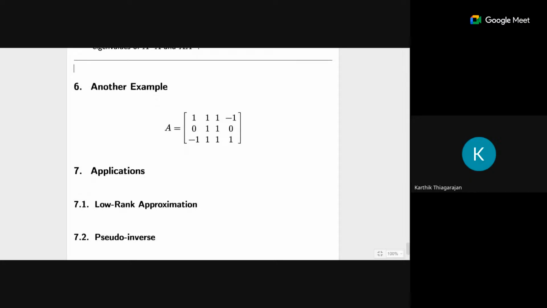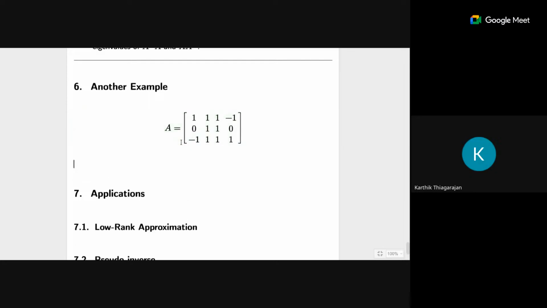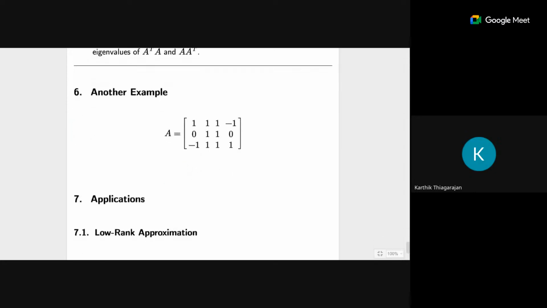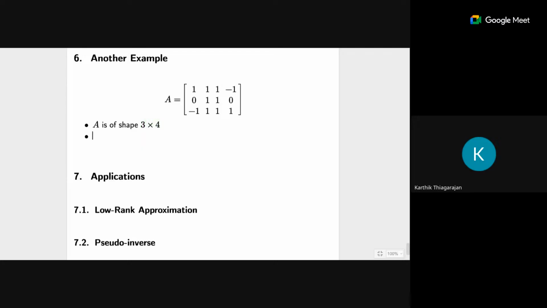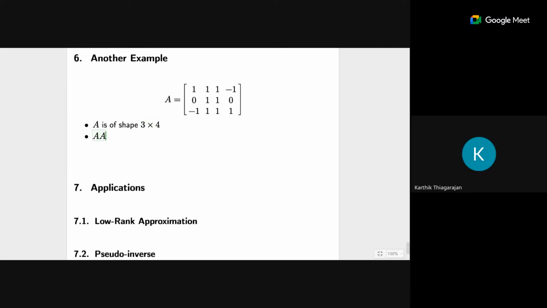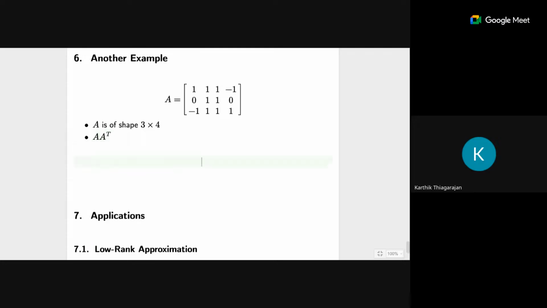Why did I add this example? Let me see. Sir, because this is the only example which is not a square matrix. Yeah, right. A very important point is that SVD exists for rectangular matrices also, not just square. If you are presented with a rectangular matrix like this, A is of shape 3 cross 4. Since 3 is less than 4, it is easier to work with A A transpose to find the SVD.